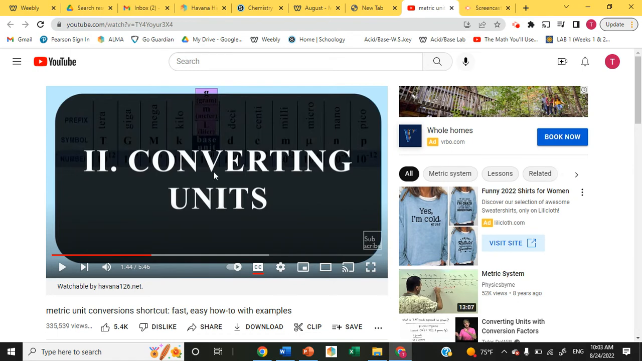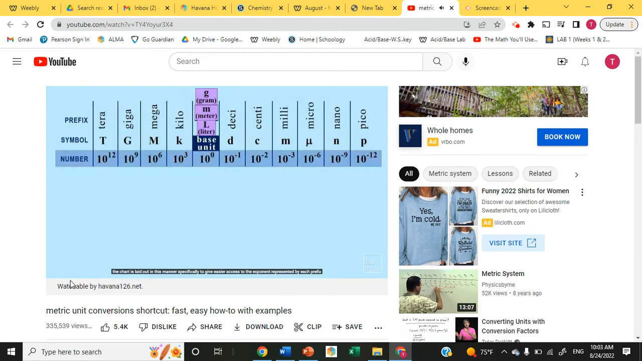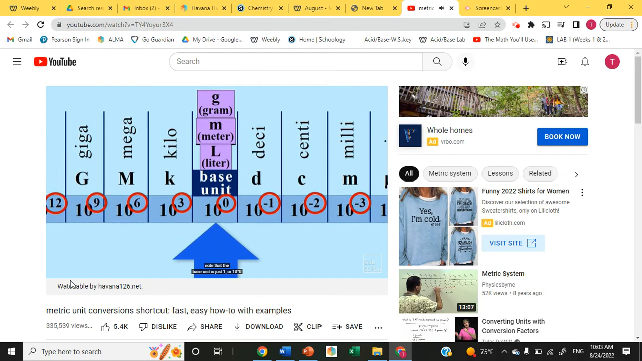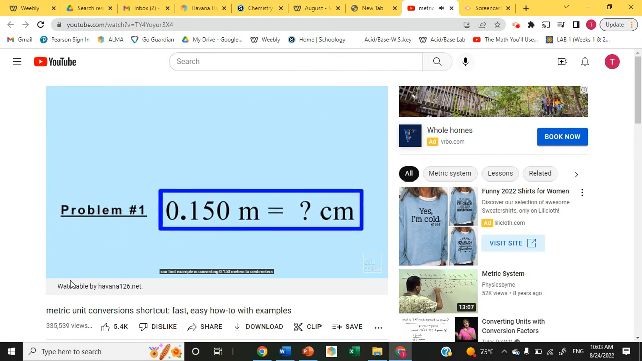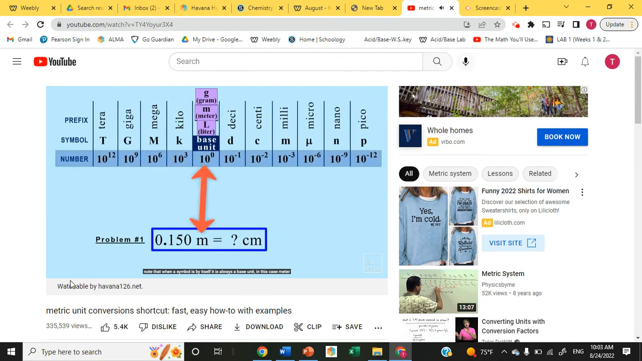We're going to start this video where it says part 2, converting units. The chart is laid out in this manner specifically to give easier access to the exponent represented by each prefix. Note that the base unit is just 1, or 10 to the 0. Our first example is converting 0.150 meters to centimeters. Note that when a symbol is by itself, it is always a base unit, in this case meter.